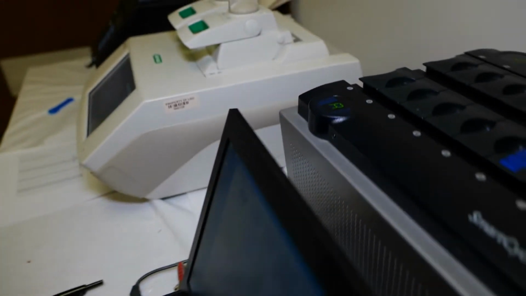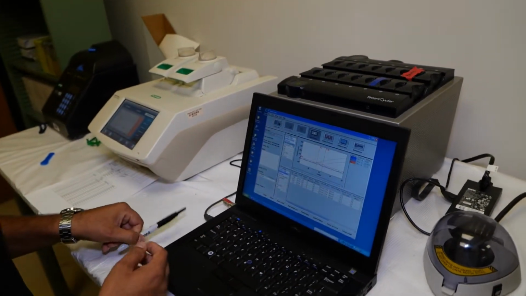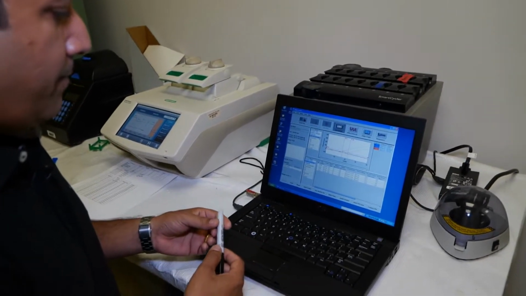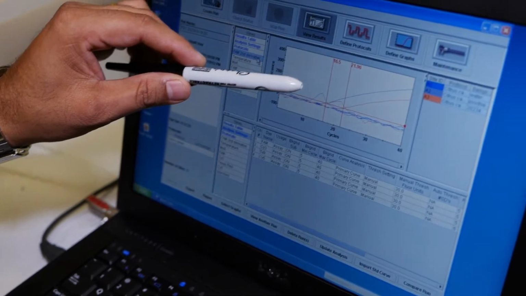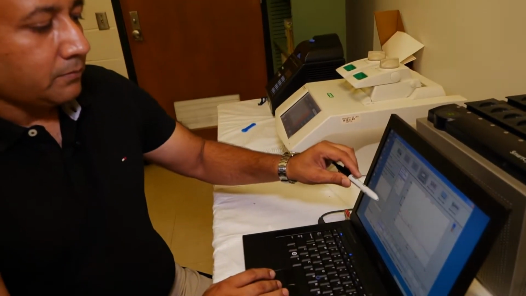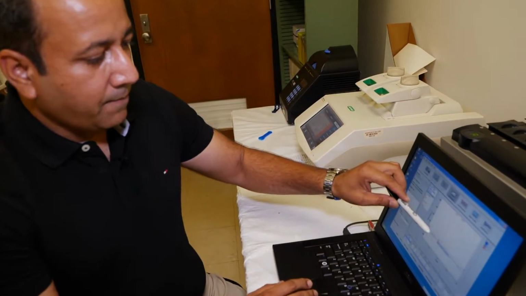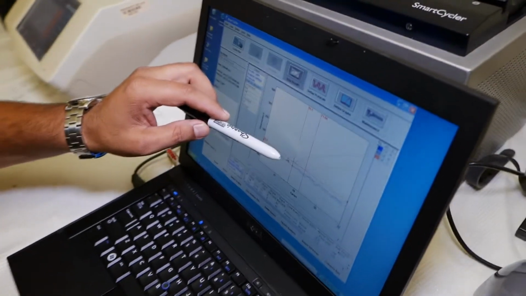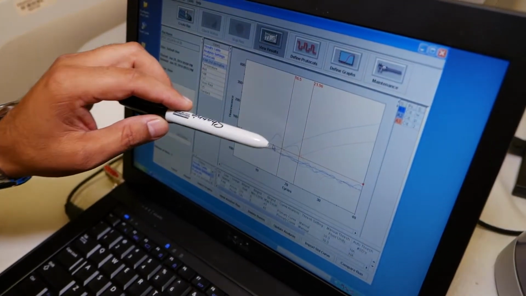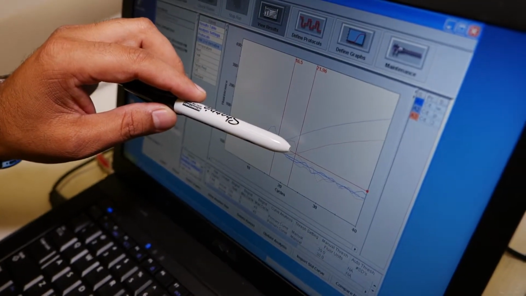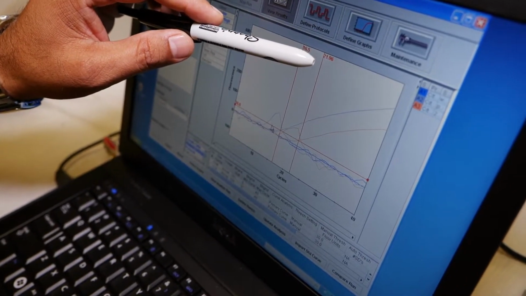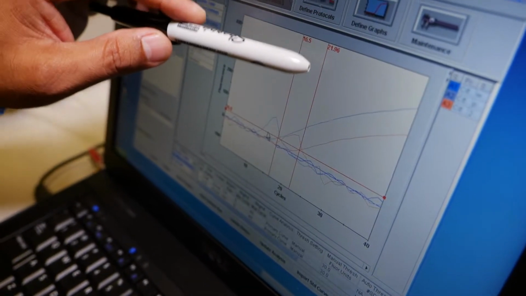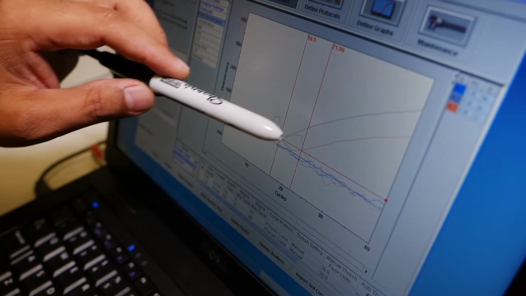So this is an example of one of the citrus canker samples that we have here. You see here three lines. What you are seeing here is two samples. One is our positive, which is this blue line, and the other one is our sample, and you can see it amplified after 21 cycles. That is considered a positive sample.